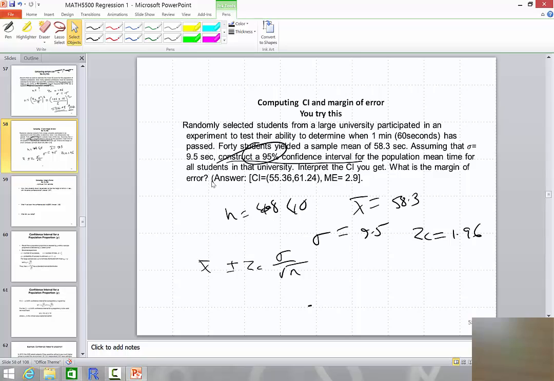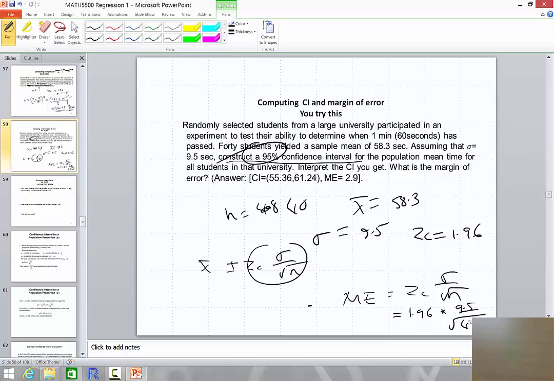What is the margin of error? Margin of error is the part right here. So margin of error is equal to z critical times sigma divided by square root of n. Z critical is 1.96 times sigma, 9.5, divided by square root of n, which is 40. That gives you the margin of error. This is computing the confidence interval and margin of error. You try this now. Finish this. Go to slide 59.